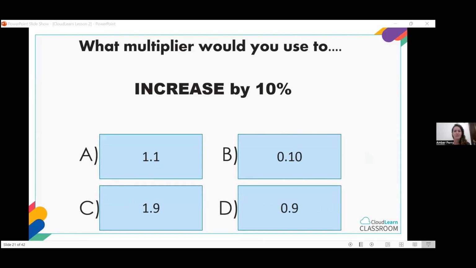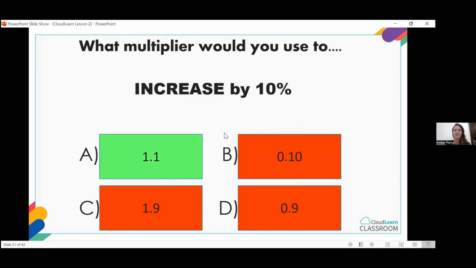Okay, so we want to increase by 10%. A couple of people have answered decreasing by 10%, which would be 0.9, but 0.9 will decrease by 10%. And some people have given me 0.1 or 0.10 here, which would actually give me 10% of the number, but it wouldn't increase. To increase, we need 1.1. So the answer there was actually A. A few incorrect answers there, but hopefully we can improve that.